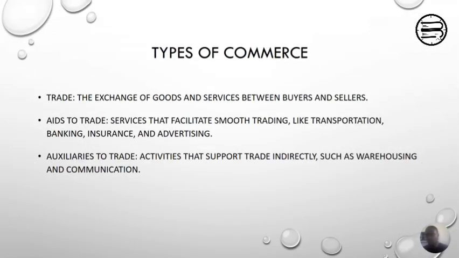Then we have to look at the different types of commerce. We have trade, the exchange of goods and services between buyers and sellers. That's what's called trade. Then you also have to look at different types of trade. We might have domestic trade, and we might have international trade. Domestic trade is trading between members within one country. But when you look at international trade, you're now trading with other countries. So you have to know that there are different types of trade.